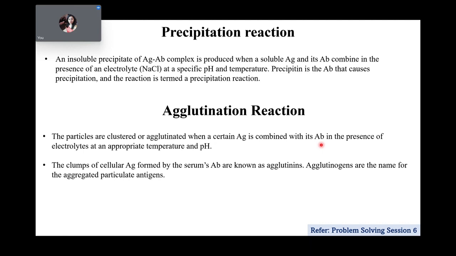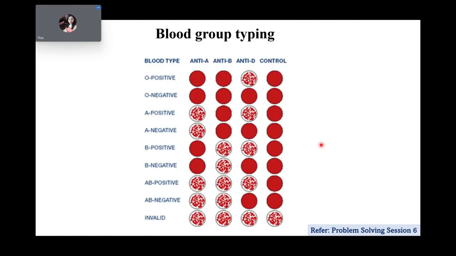Now, how do you test it? So you take this kind of tube, you add the blood as one droplet, and then on each column here you see the antibodies being added. The anti-A means antibody to A. So antibody to antigen A, antibody to antigen B, antibody to the D or the rhesus factor, and control. Now, wherever you see agglutination, it means that antigen is present, and the antibody is forming an agglutination with this antigen.